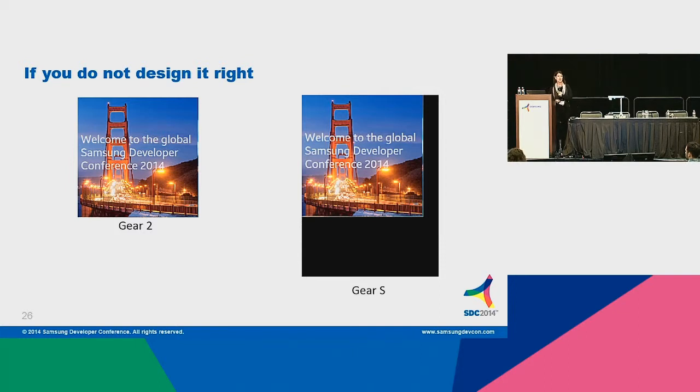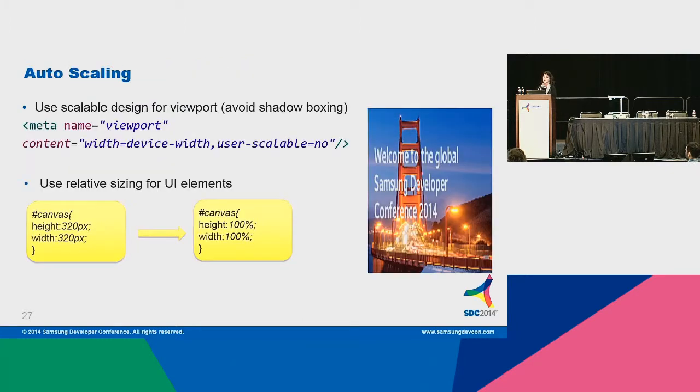So this is on the Gear 2, hard-coded to the screen size of the Gear 2. This is what it shows up like on the Gear S. So how do you fix that? Use auto-scaling. There's a tag in your widget file for your viewport. You need to define device width as opposed to hard-coding it at 320 or whatever the screen dimensions are for the wearable.